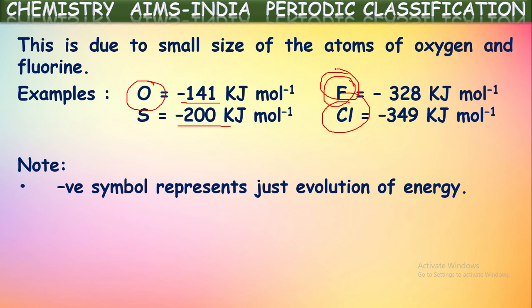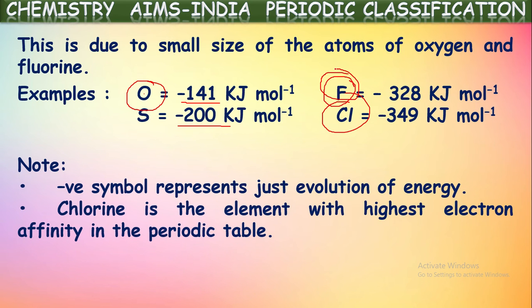One point you have to note here, it is representing the energies in terms of negative symbols. That represents just the evolution of heat energy. These are exothermic processes, which we all know. So that amount of energy is released out. That is represented by the negative symbol.